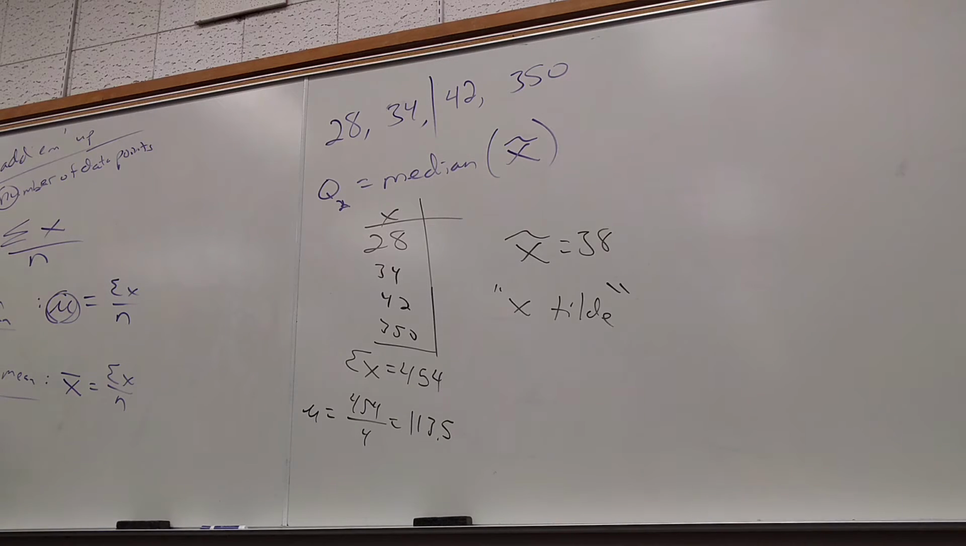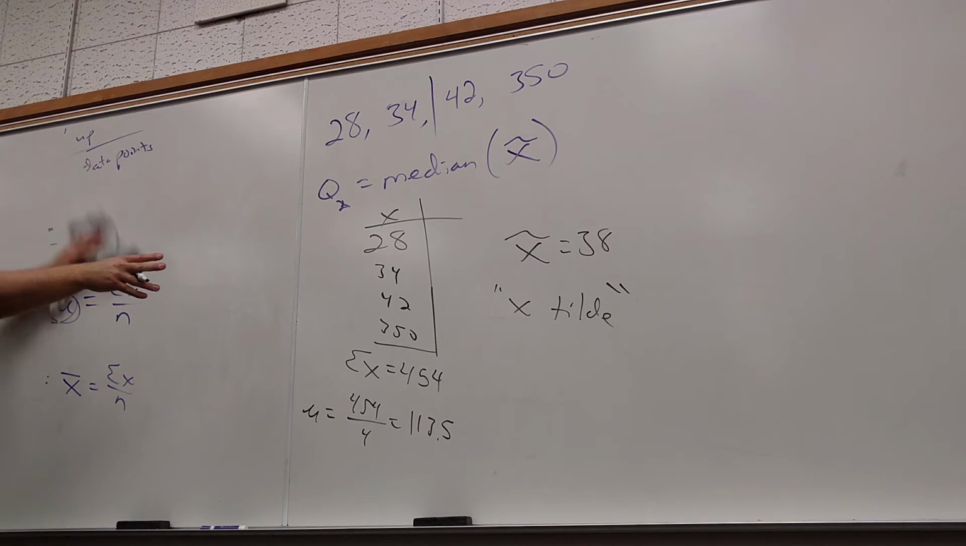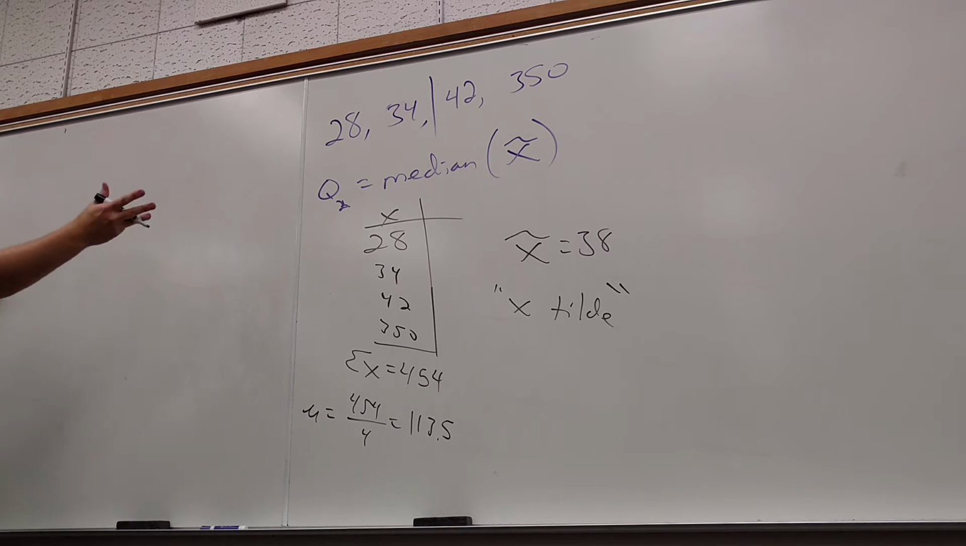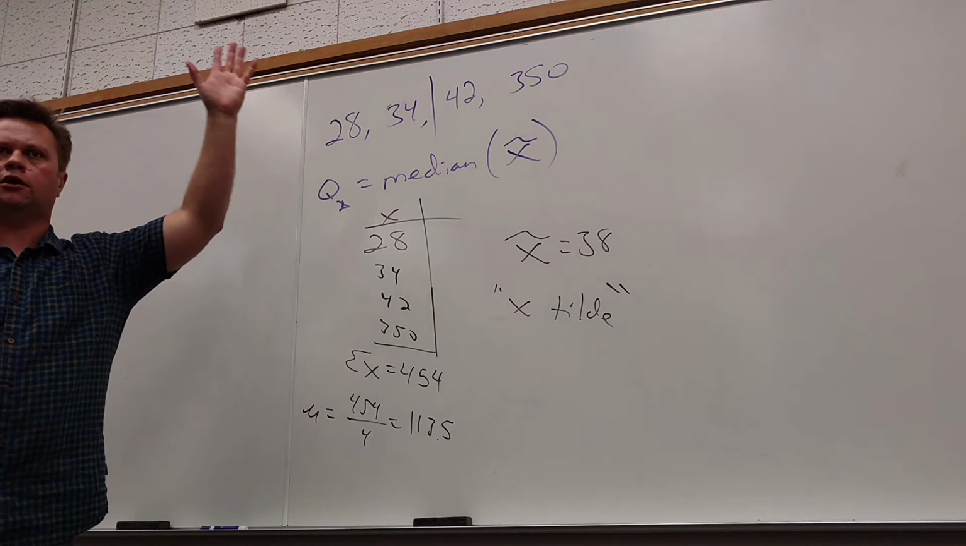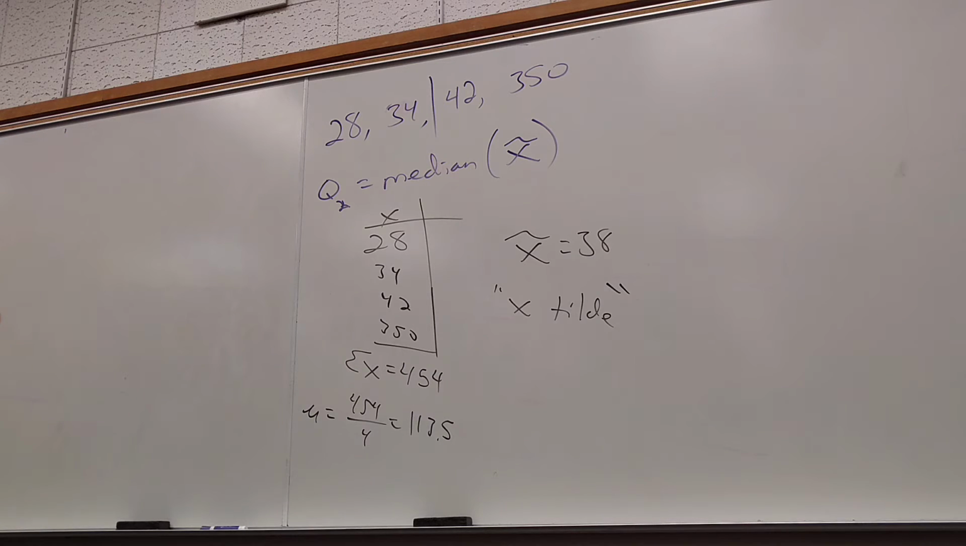Okay, so we got mean, we have median. And median, we already know the formula or the process because it's just Q2. We already know how to find that. And they both work for quantitative data. So this next measure of center actually works for qualitative data as well. And it's something called the mode.